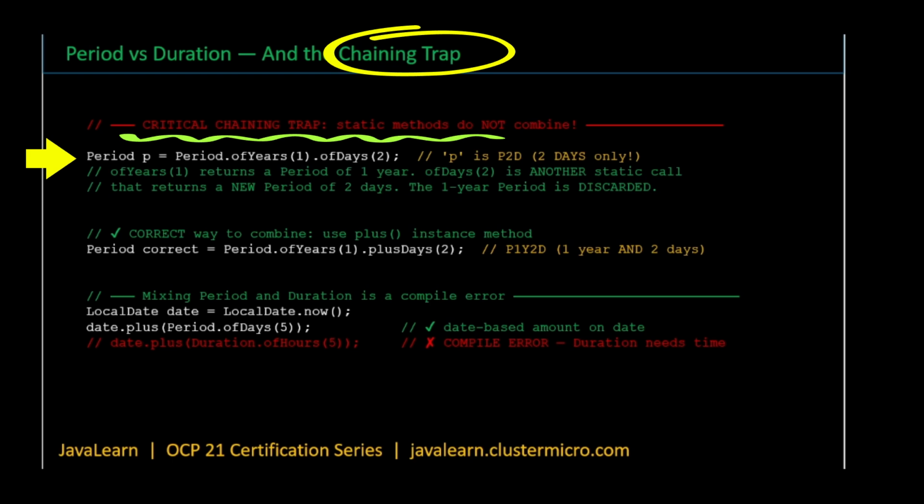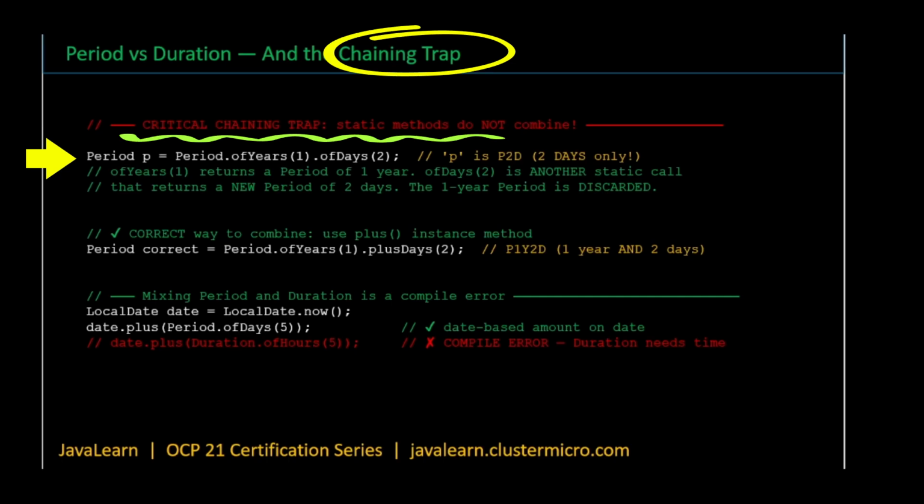So let's explain why that is so. We have Period p = Period.ofYears(1).ofDays(2). Let us step through this. Period.ofYears calls the static factory method ofYears on the Period class with the argument 1. A new period object is created representing 1 year, P1Y. This object is returned. And then we have .ofDays(2). Now here is where the trap springs. You see .ofDays(2) and you read it as: now add 2 days to the period we just created.